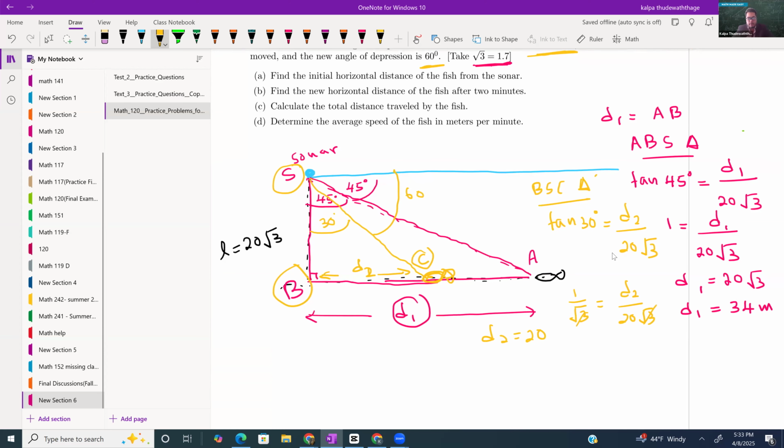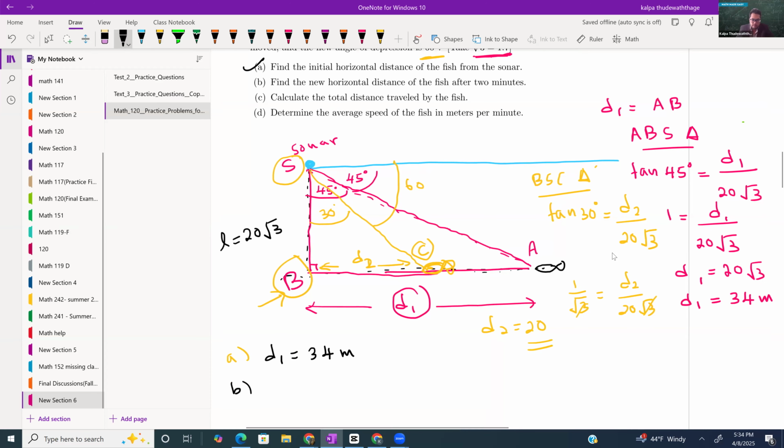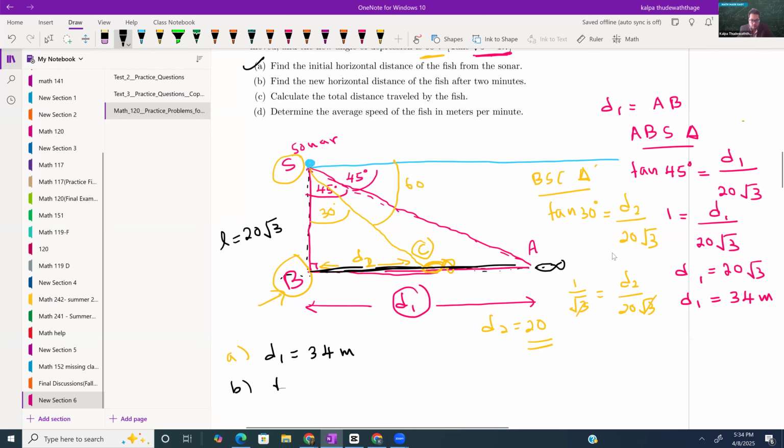So what does this really mean? At the beginning, the fish is 34 meters away from the point B. After 2 minutes, it's only 20 meters away from the point B. So for part A, find the initial horizontal distance. The initial horizontal distance is D1, which is 34 meters. That is the initial horizontal distance to the fish from the sonar. Horizontal means this distance. Find the new horizontal distance, which is D2.